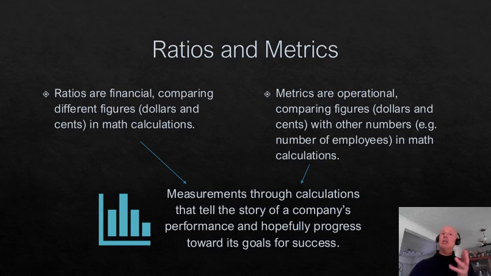Metrics can be a little bit different. This is when you might be taking a dollar figure and you might be dividing it by another number, something that you don't know what it is. And I'm going to turn my camera back on. Just sometimes people who are visual like to see how I'm talking, so that my hand gestures will help to make sense of what's being talked about.